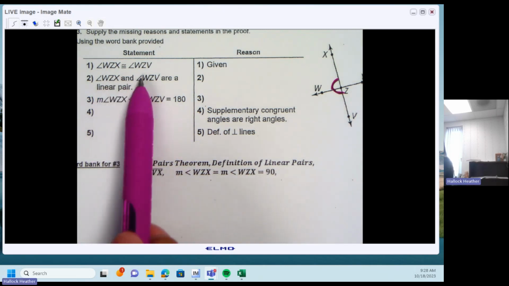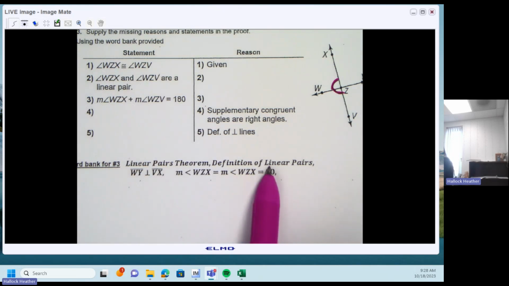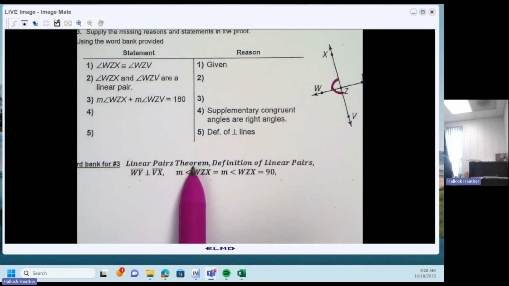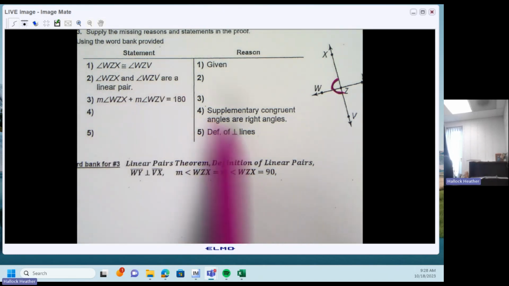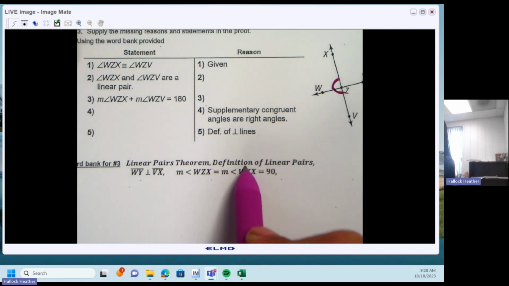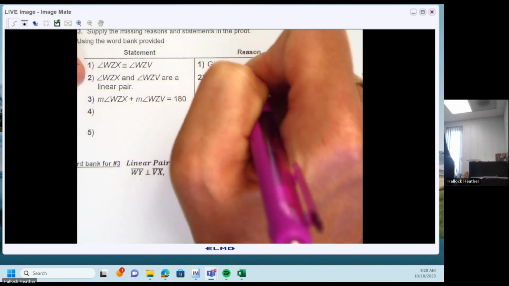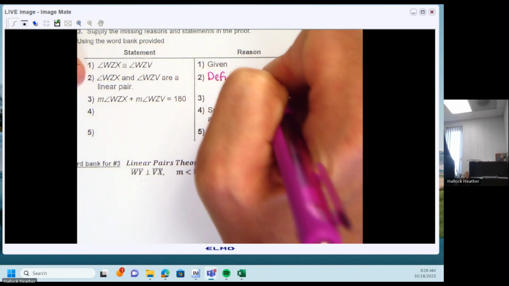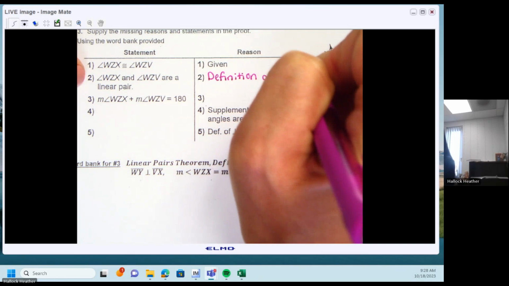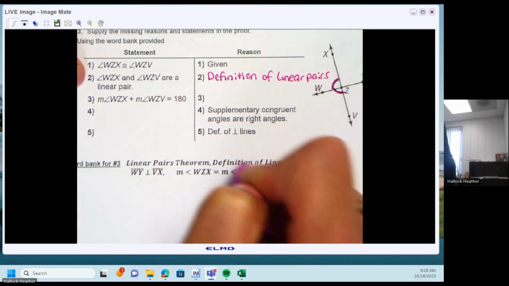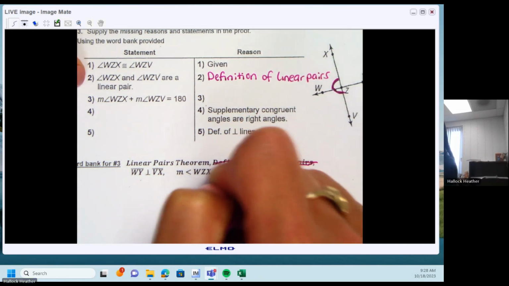If it's saying that they are a linear pair, would that be the definition or would that be the theorem of linear pairs? The definition, because it's in words. So since they're writing out in words over here, that is automatically the definition. So we're going to put definition of linear pairs. I'm going to cross that out.